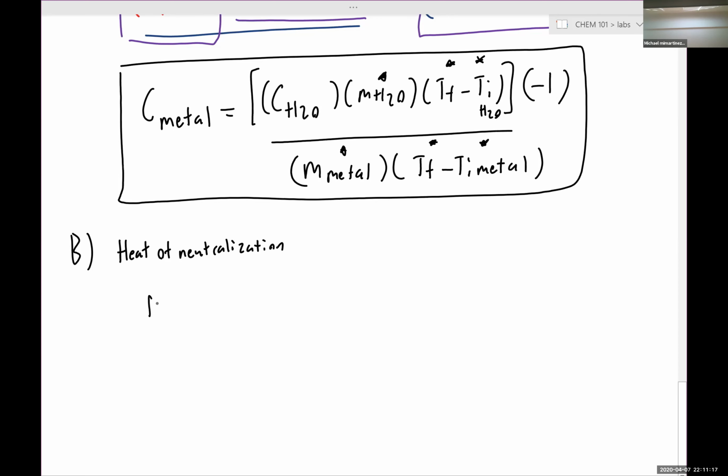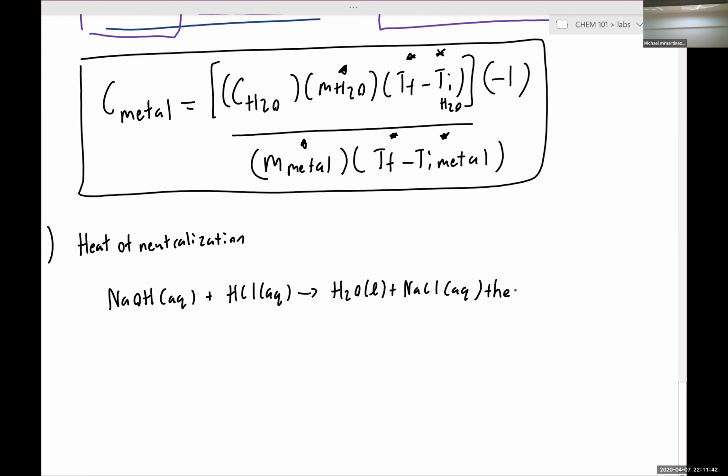So we're going to be looking at the reaction between sodium hydroxide aqueous and hydrochloric acid aqueous to yield water and sodium chloride aqueous. Now this reaction does not just generate products, it also generates heat. So we can really say plus heat. And we can measure the heat of reaction and use that to quantify the amount of heat generated per mole that reacts.